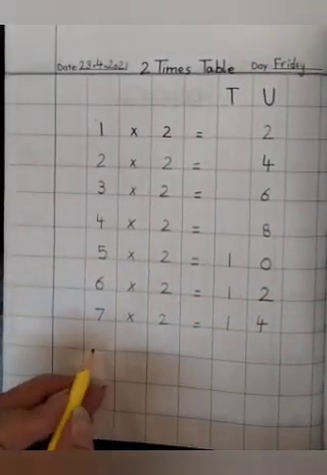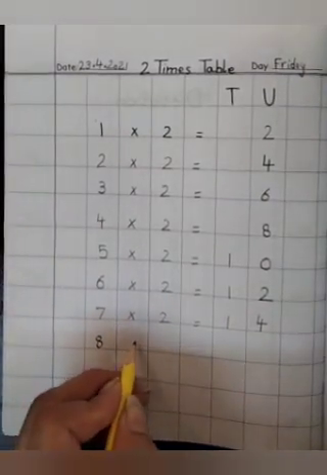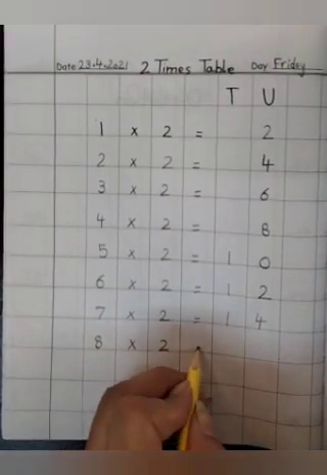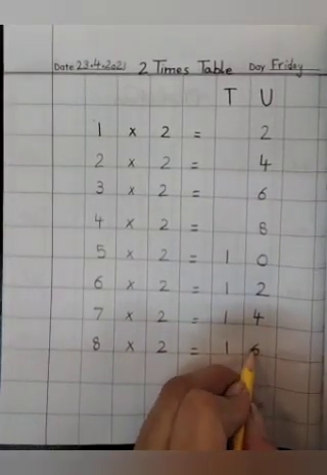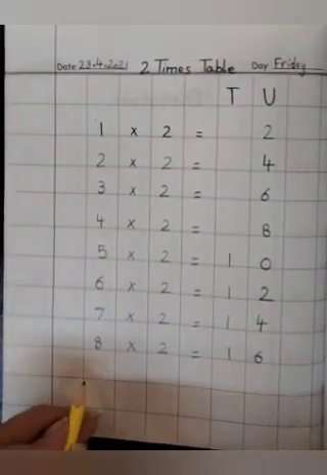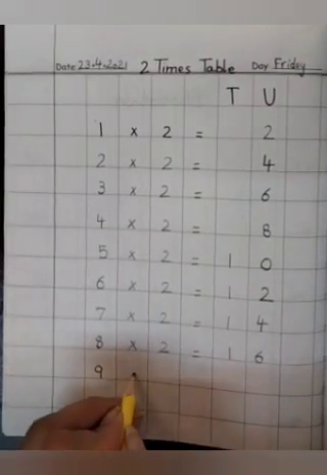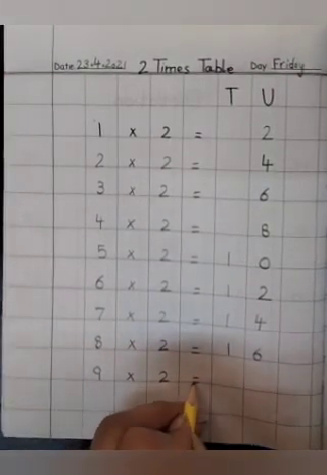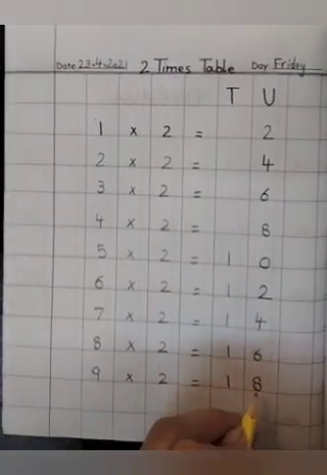Now after 7 what comes? 8. So here we will write down 8. 8 times 2 is, can you tell me what comes? 16. Very good. So here we will write down 1, 6, 16. Now after 8 what comes? 9. Very good. So here we will write down 9. Now 9 times 2 is 18. Very good. 1, 8, 18.